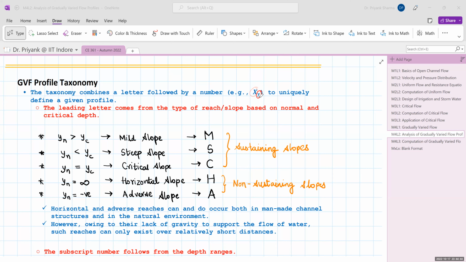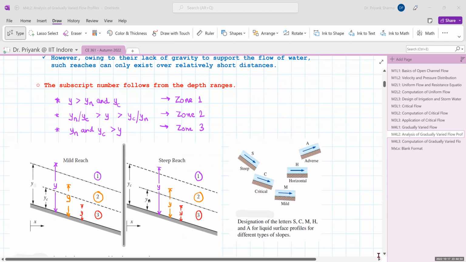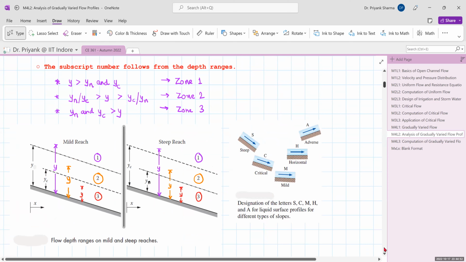Now we understood from where the number comes, that is a subscript. So the subscript number is based on the comparative relationship between the actual depth of flow, which is y, and the normal and critical depth. So it is classified into three zones, that is zone 1, zone 2 and zone 3. So the subscript number can be either of these three, it is 1, 2 and 3. So 5 types of slope and 3 types of numbers. So we may have some 15 combinations maximum which are possible, out of which which are feasible, that we will see.